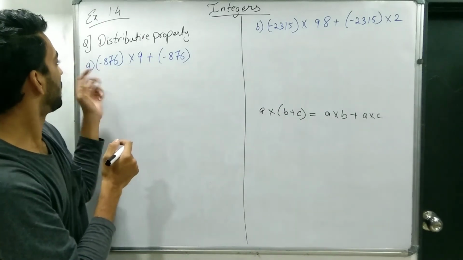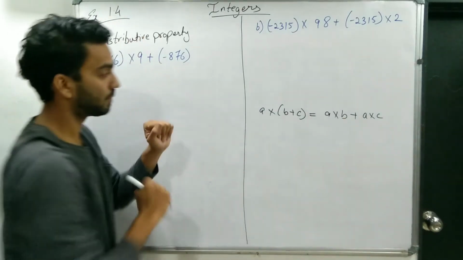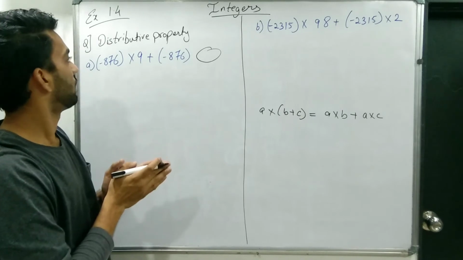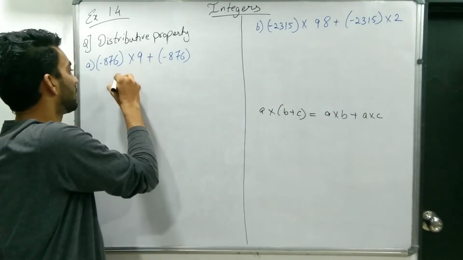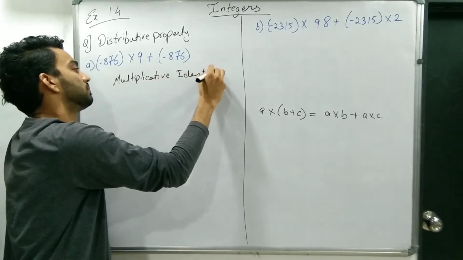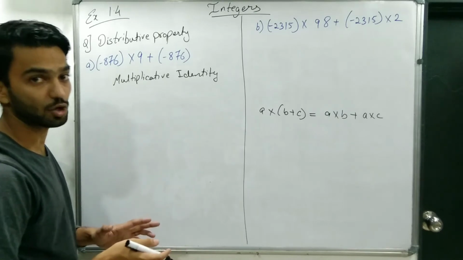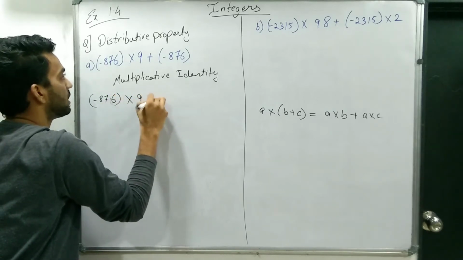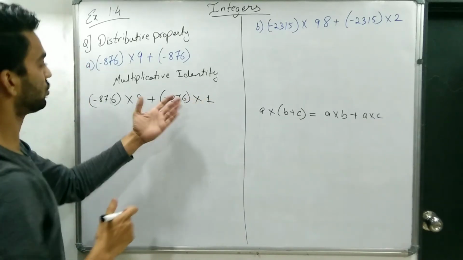Here if you see there are minus 876 into 9 plus minus 876. Now there is nothing here. So for that, before using the distributive property, we have to use one more property, that is multiplicative identity. What is multiplicative identity? Multiplying any number by 1 does not change the value of that number. So if we take here minus 876 into 9 plus minus 876 into 1, I have multiplied this by 1. So it won't change the value of minus 876.